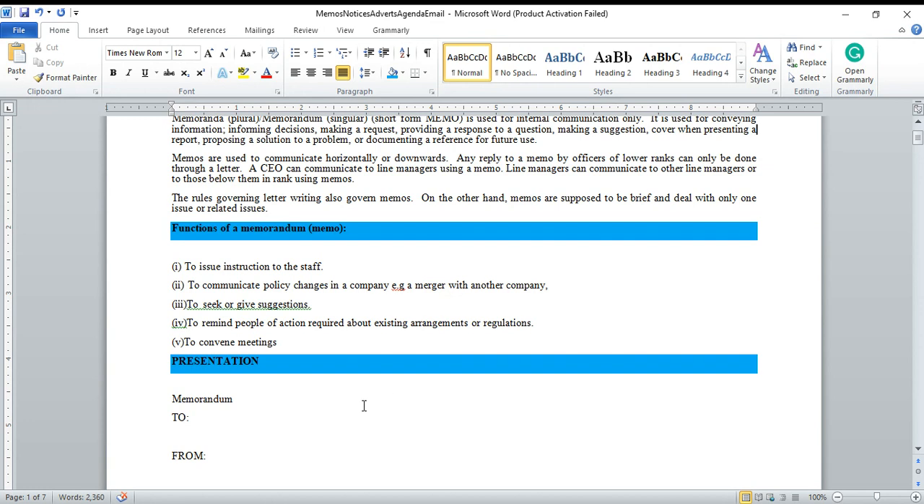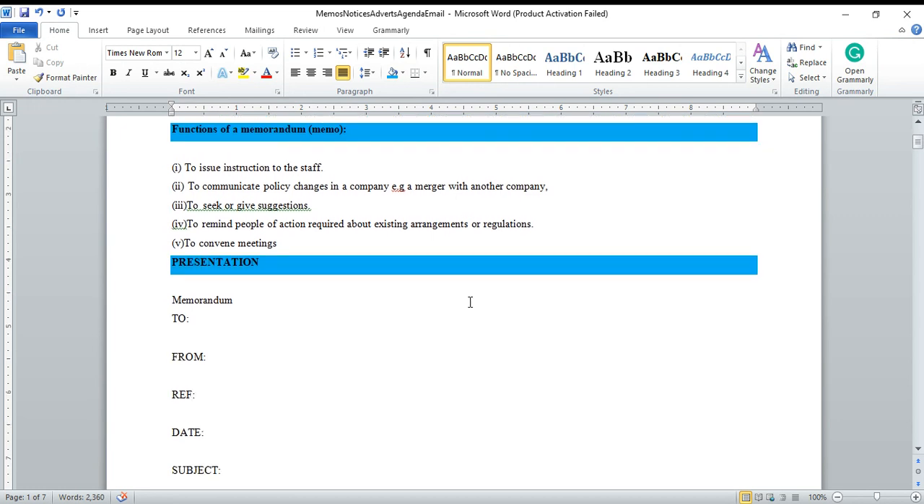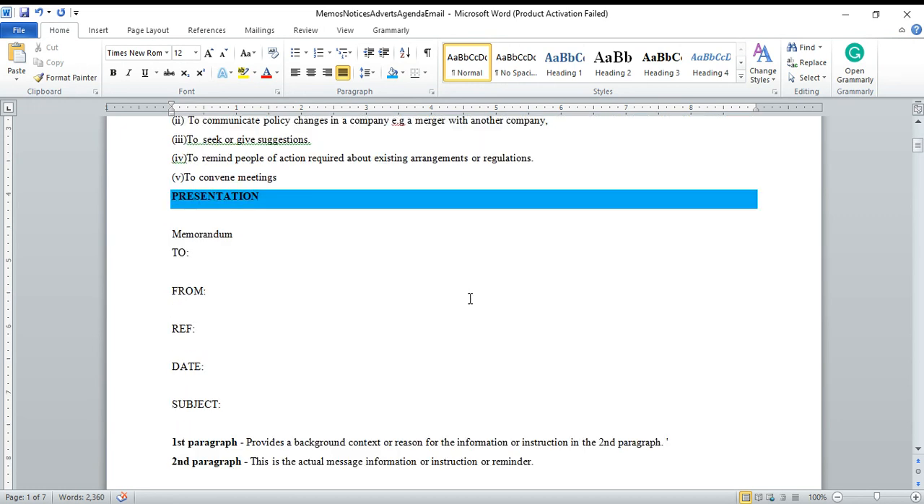The functions of a memo are to issue instructions to staff, to communicate policy changes in a company, e.g., a merger with another company, to seek or give suggestions, to remind people of actions required about existing arrangements or regulations, to convene meetings and presentations. So this is how a typical memo will appear.